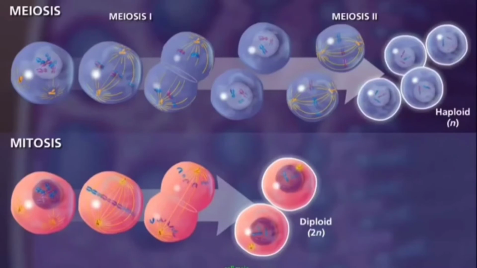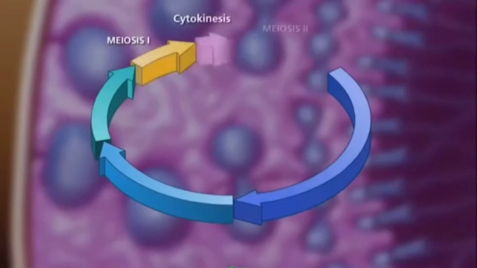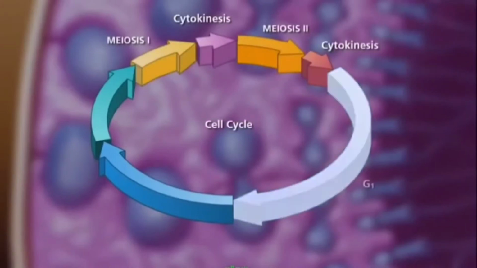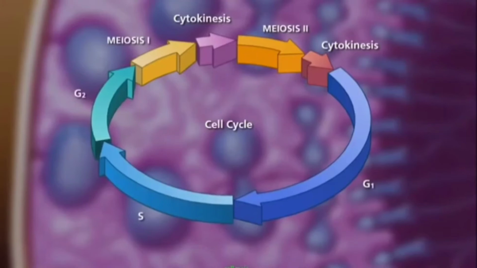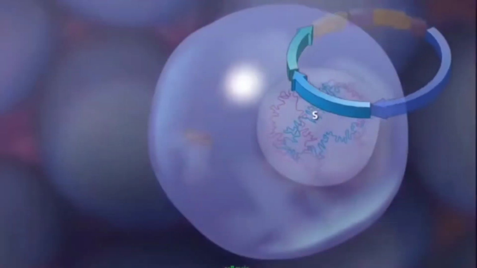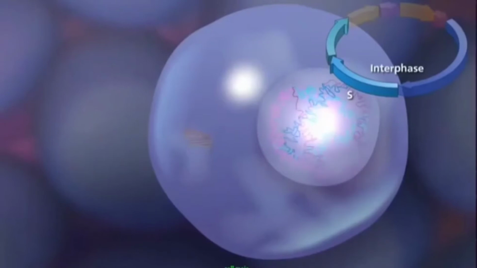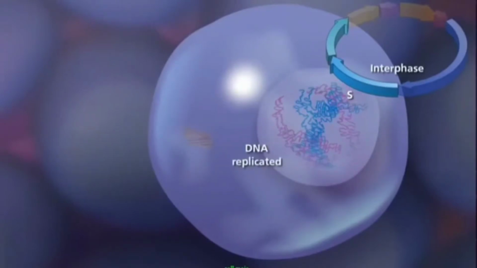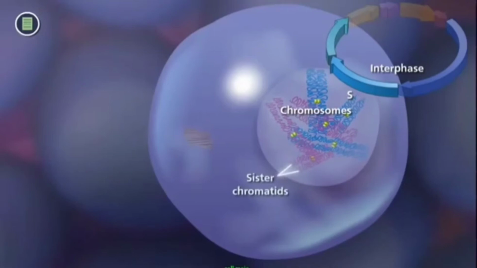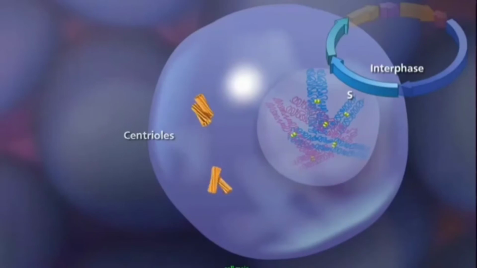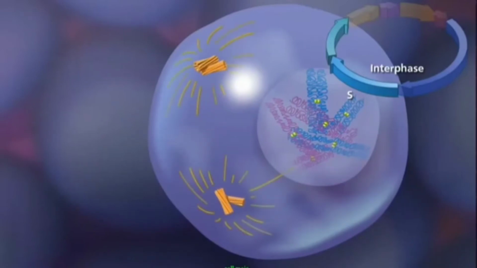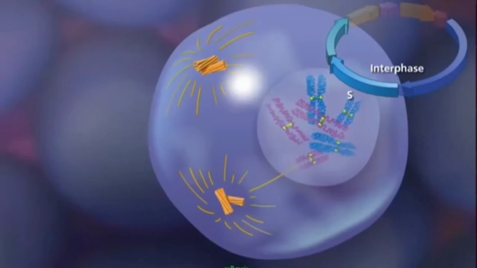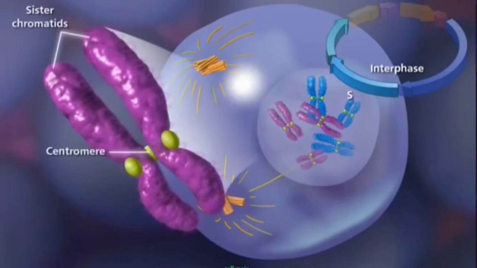As in mitosis, meiosis begins after the cell has successfully completed the G1, S, and G2 stages of interphase. During the S phase of interphase, the DNA is replicated, producing two copies of each chromosome called sister chromatids. The paired centrioles in the cytoplasm duplicate and begin extending microtubules that will form the meiotic spindle. Sister chromatids remain attached at the centromere and condense as the cell enters prophase I of meiosis.